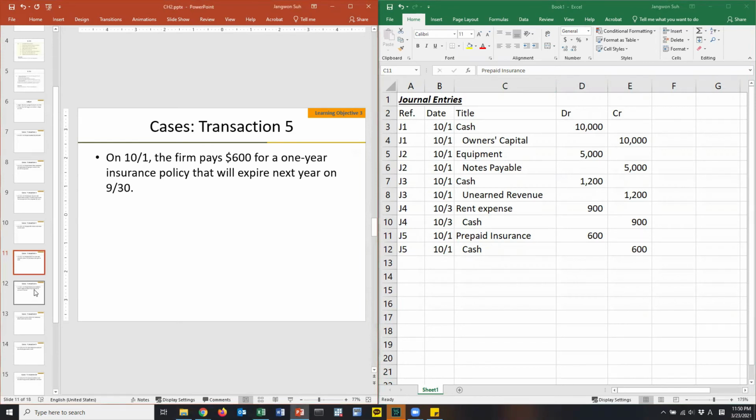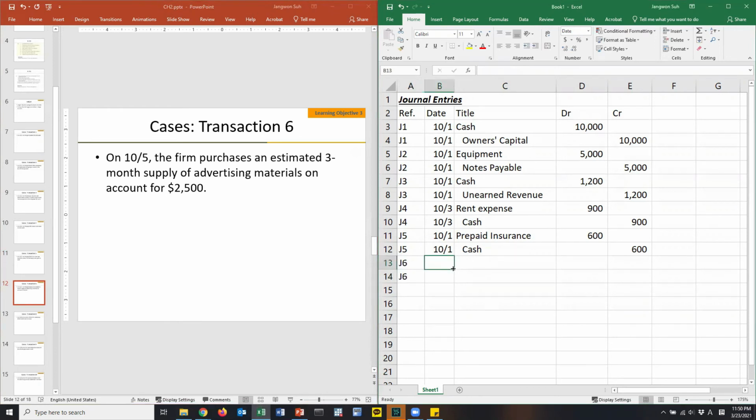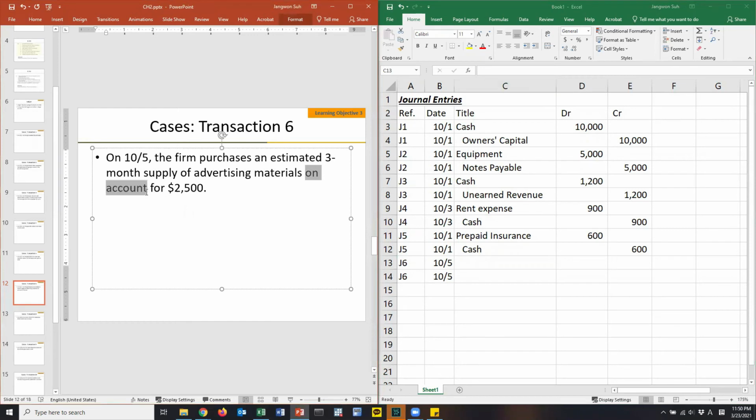Next, transaction number 6. On the 5th, the firm purchases an estimated 3-month supply of advertising materials on account. On account is the typical phrase these textbook authors use to describe non-cash transactions. What did you get? You purchased advertising materials. And did you pay cash? Nope. What does that mean? You owe to the supplier, right?